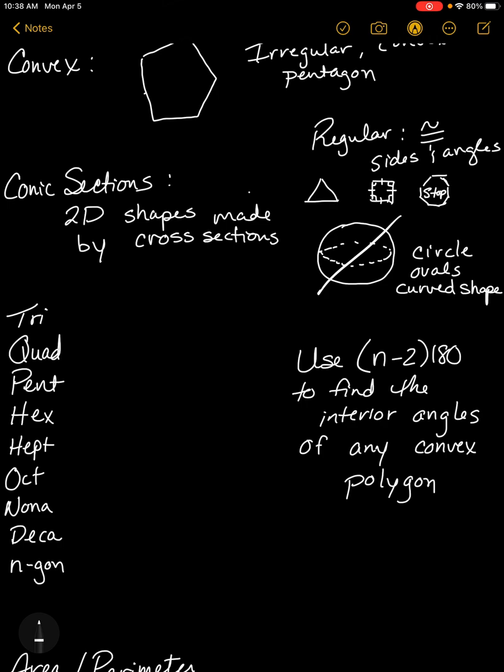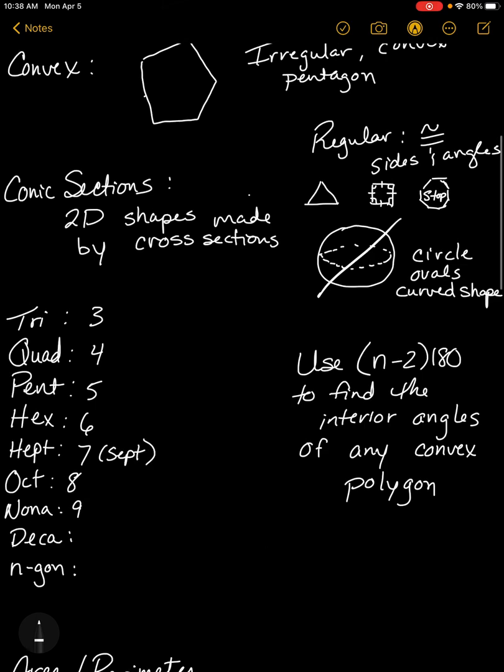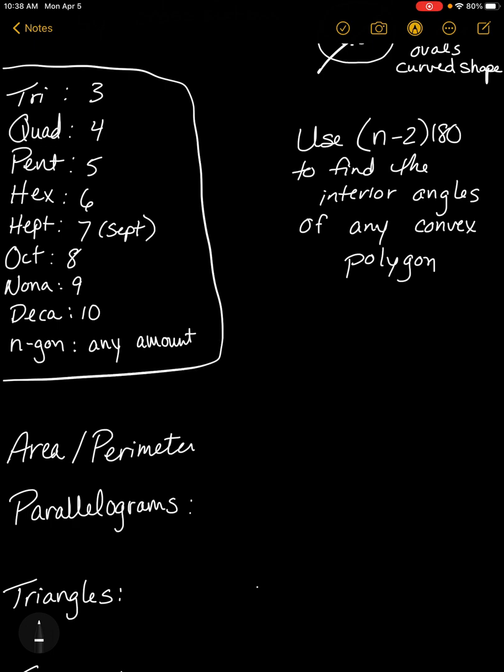All right, so that's kind of it for the vocab, and then they are going to want you to know your prefixes. So we need to know them up to 10. So if it's triangle has 3 sides, quad is 4, 5, 6, hept is 7. Could also be called sept sometimes, but most of the time we go with hept. Oct is 8, nona, 9, deca 10, and n-gon is any amount of sides. Okay, so we do need to know those, and we will actually go more over this.